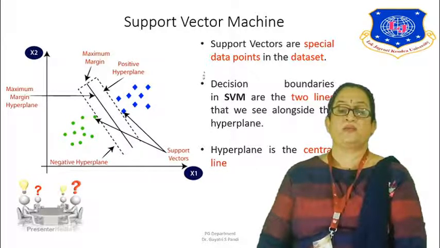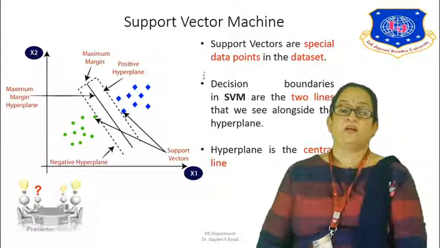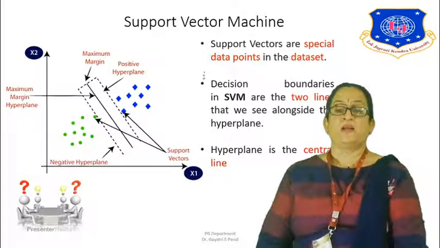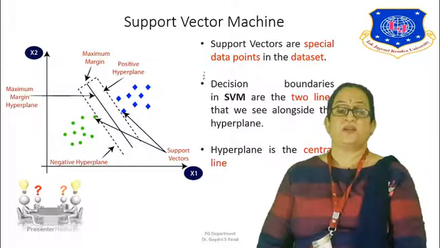Here you can see you have a green one and a blue one which is very close to the negative hyperplane, and one blue which is very close to the positive hyperplane. So these are the points which are basically the support vectors, special points. Now there is a decision boundary. You can see the maximum margin. These are the two lines we see along the side of the hyperplane, that is the positive hyperplane and the negative hyperplane.